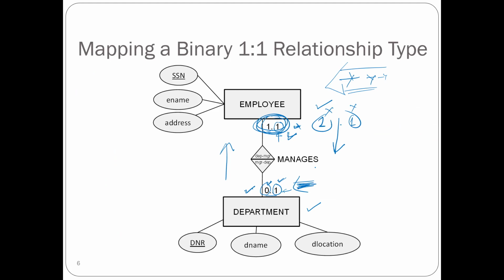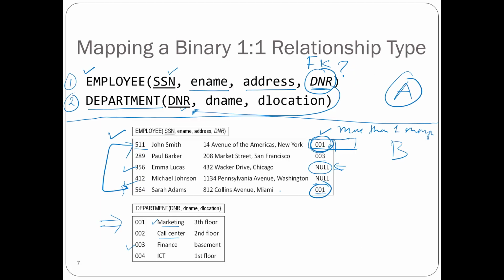Now the other thing is, can an employee supervise more than one department, right? That's something we have to see, because the ER diagram says that an employee should supervise a maximum of one department. So in this implementation, can we have more department entries over here? The answer is no. John Smith is only supervising one department, which is fine, marketing. But marketing is being supervised by multiple employees like Sarah Adams and John Smith, right?